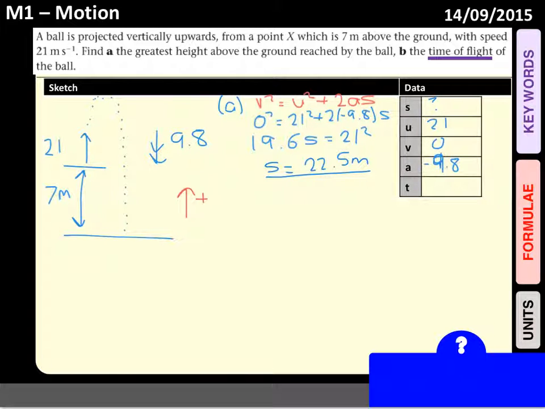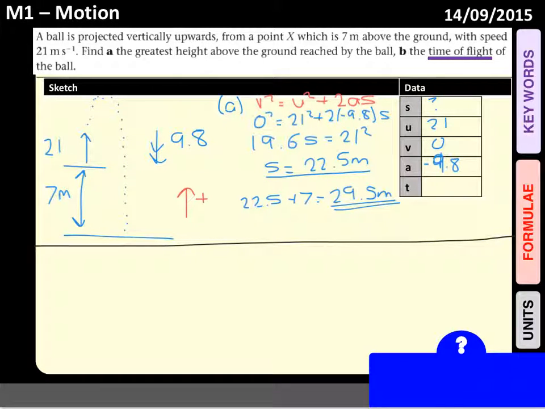Okay, now thinking about that, that's from the point at which it was released. And as the question asks for the greatest height above the ground reached by the ball, we're going to need to do 22.5 plus the 7, which it initially started from, to give us our final answer of 29.5 meters.